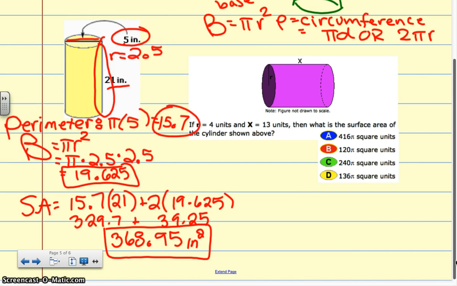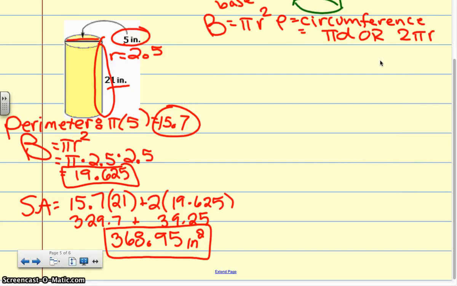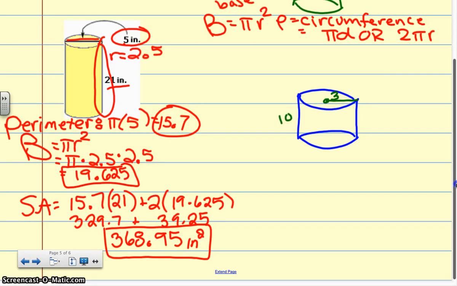I'm going to just draw, I don't really like this example. I'm going to draw another cylinder to do, and this will be the last example we go over. Let's say that I had a radius this time of 3, and I wanted to find the surface area. My height, connecting my two bases, is 10. We'll keep it kind of simple. Numbers we can work easy with. So again, I want to find my perimeter of my base.